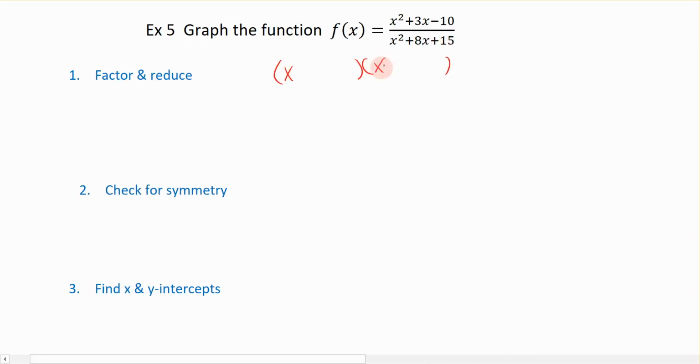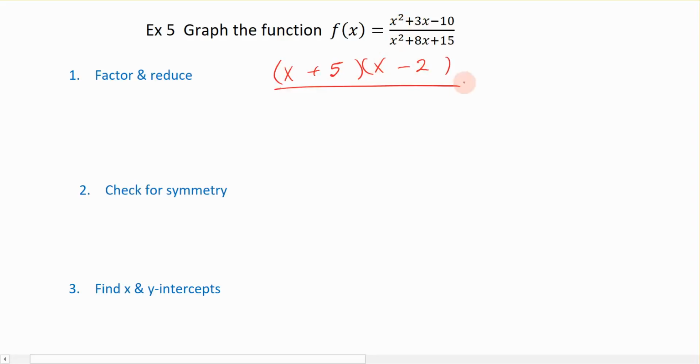So the numerator is going to factor into an x and an x. I have a negative sign here, so I have a positive and a negative. So I'm looking for the factors of 10 that subtract to give me 3. That would be a positive 5 and a negative 2, because negative 2x plus 5x is a positive 3x.